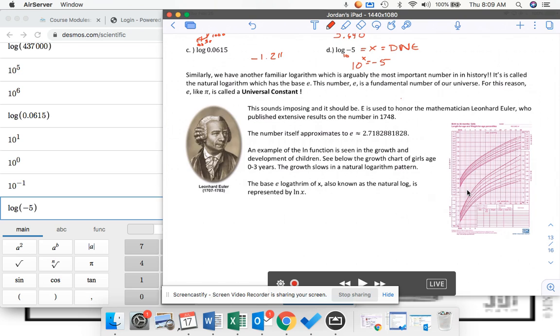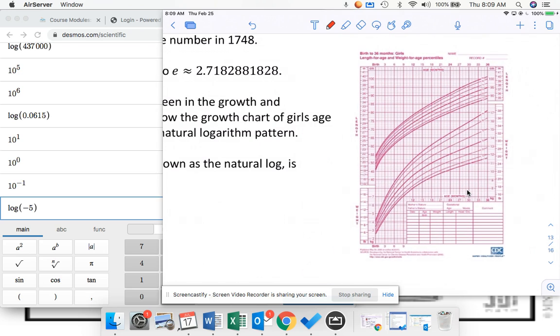So if you zoom in over here on this little picture, this is for girls. There is one for boys as well. But when you grow, you follow a logarithmic function. When you start out, you're an itty bitty baby, you've got to grow very fast. You've got to get up to at least 2-3 feet or you're probably not going to survive, right? But then after that, you can start to taper off. And so we see these logarithmic numbers.